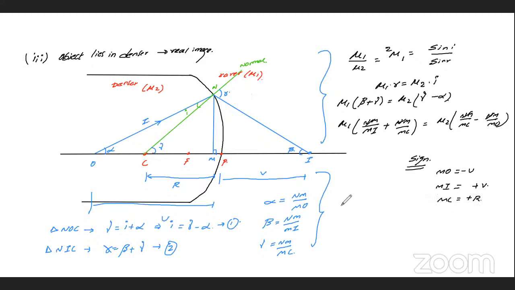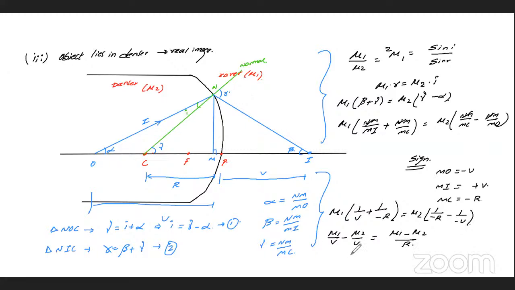I'm going to substitute the relation in the upper part. So it is mu1 into 1 by MI, that is 1 by V, plus, sorry, it is minus R because it is your left side. So it is 1 by minus R. It's equal to mu2 into 1 by minus R minus 1 by MO. MO is nothing but minus U. So R terms one side and U terms one side. So the relation is mu1 by V, and when I shift it, it is minus mu2 by U is equal to mu1 minus mu2 divided by R. Okay, this is your relation.